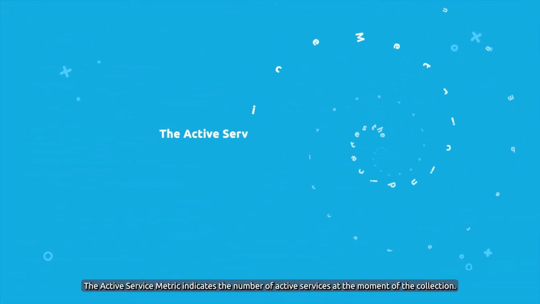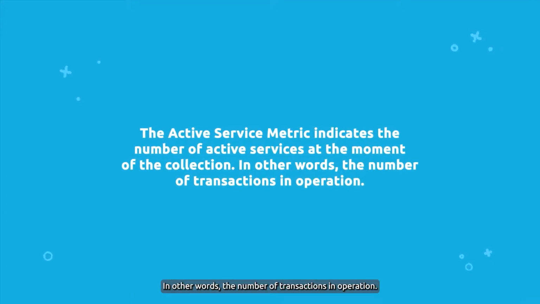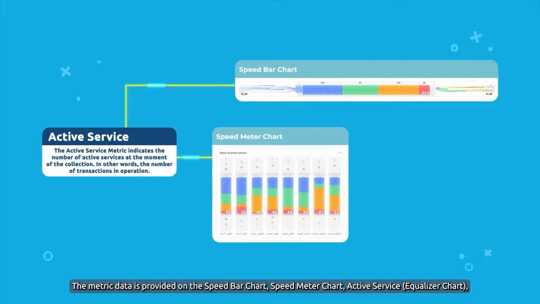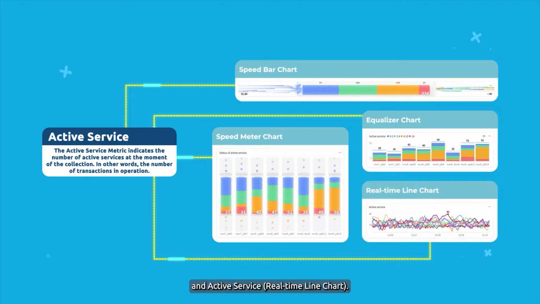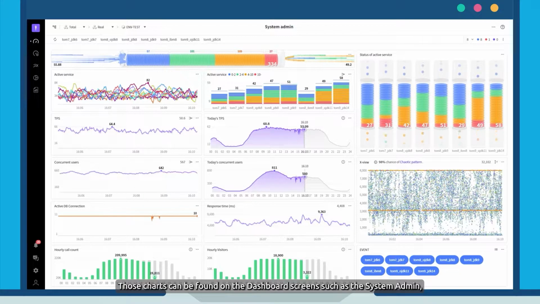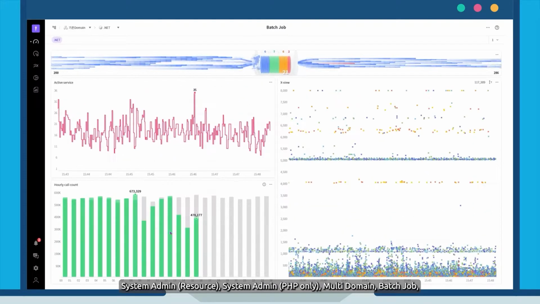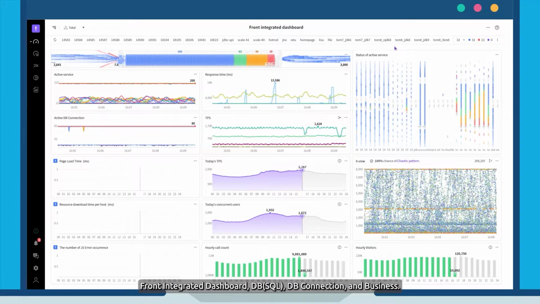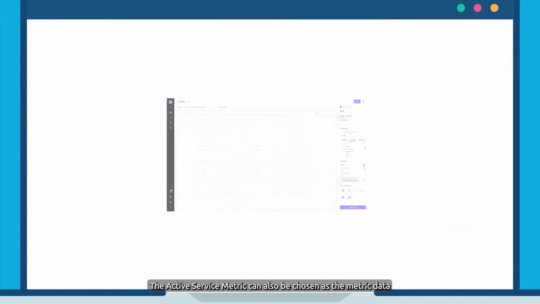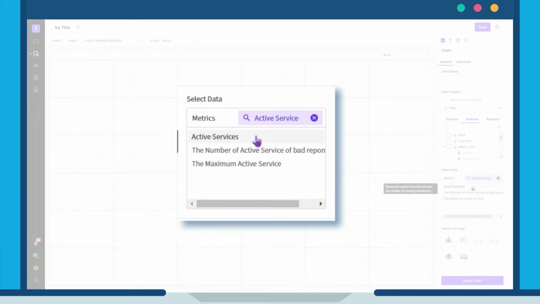The active service metric indicates the number of active services at the moment of the collection. In other words, the number of transactions in operation. The metric data is provided on the speed bar chart, speed meter chart, active service equalizer chart, and active service real-time line chart. Those charts can be found on the dashboard screens such as the System Admin Resource, System Admin PHP Only, Multi-Domain, Batch Job, Front Integrated Dashboard, DB-SQL, DB Connection, and Business. The active service metric can also be chosen as the metric data selected in the user-defined dashboard screen.